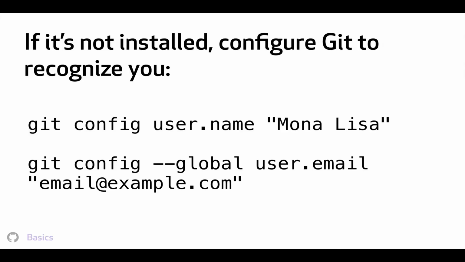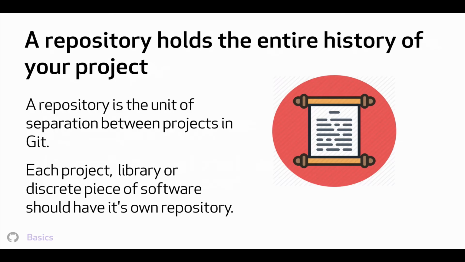So if you haven't installed Git yet, you can configure Git to recognize you. You can set this with the commands git config user.name and in quotes, put your username, and git config --global user.email. And mine is mozzarella@github.com. And so we've checked what version of Git we have. If you haven't configured Git, you now have done it.